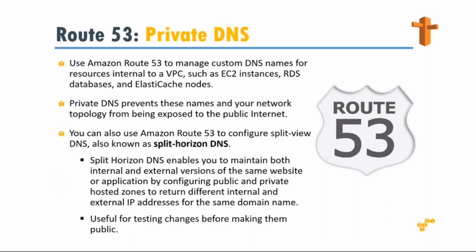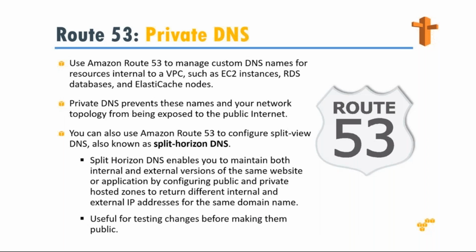So private DNS servers. Use Amazon Route 53 to manage custom DNS names for resources internal to a VPC, such as EC2 instances, RDS databases, and ElastiCache nodes. A VPC means virtual private cloud, which we already configured in our last classes. So internally, you can configure one DNS server here in the virtual private cloud. Private DNS prevents these names and your network topology from being exposed to the public internet. So my private DNS server cannot be exposed to the public internet. They cannot access my private DNS queries.